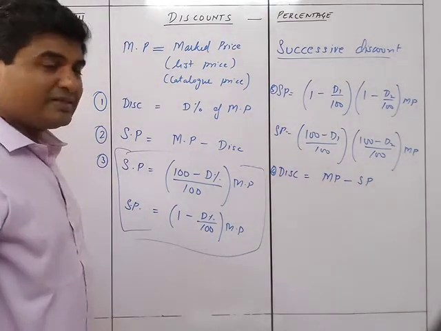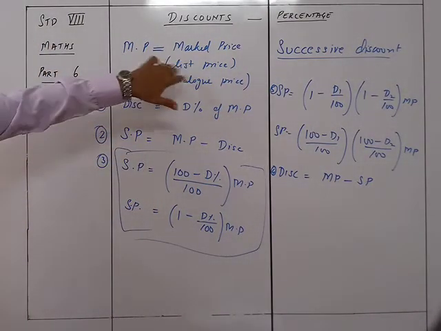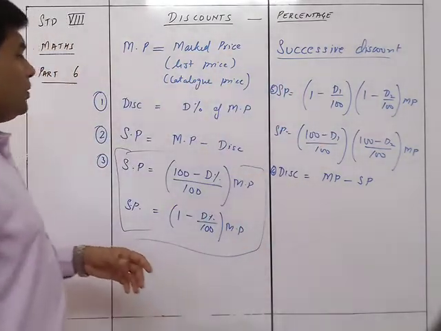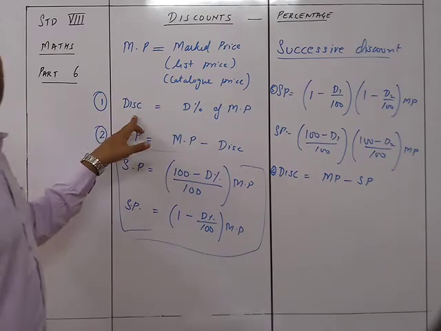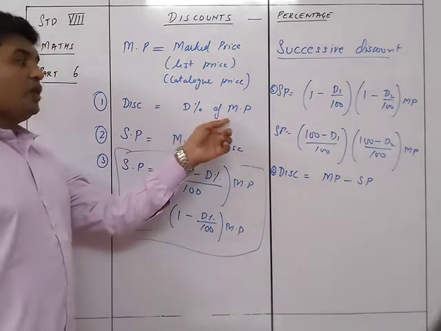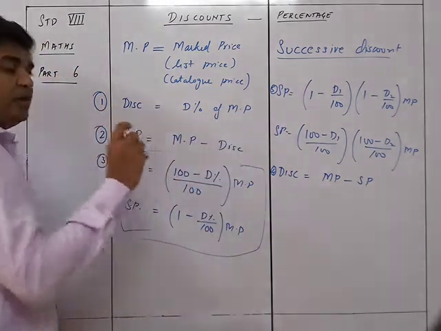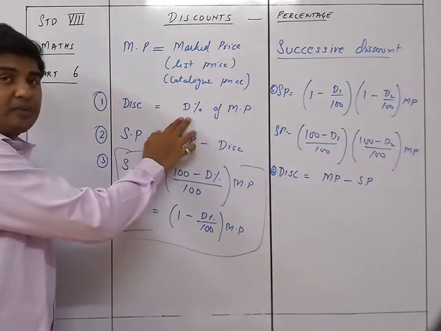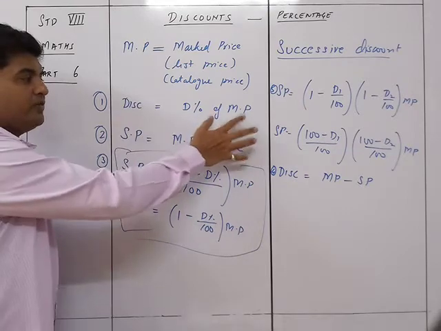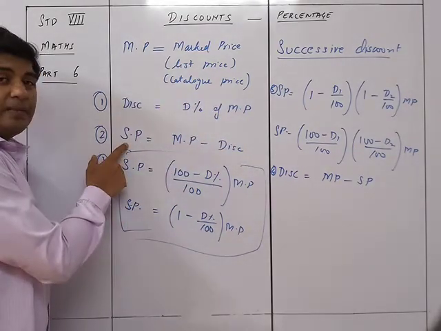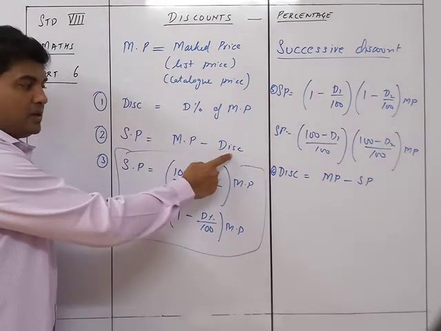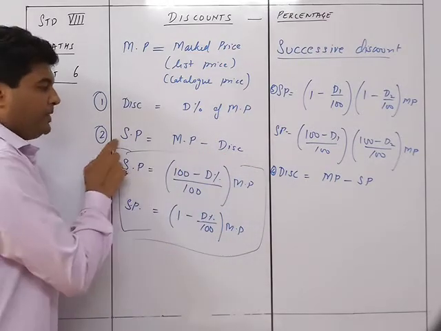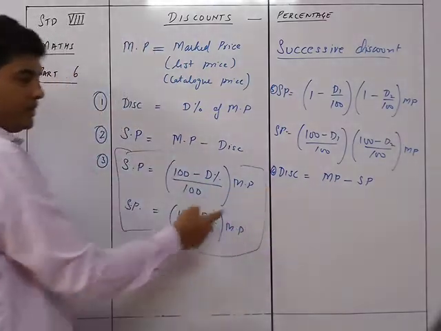We will just go through them once again. The MP is mark price or a catalog price, something which is printed on the article. Discount is discount percent of MP. If you want to find out the discount, if I know the MP and I don't know the discount, what will be the discount? Discount will be discount percent of MP. So what is the selling price? Selling price is mark price minus discount, or we can say that discount is equal to MP minus SP. That is this part.